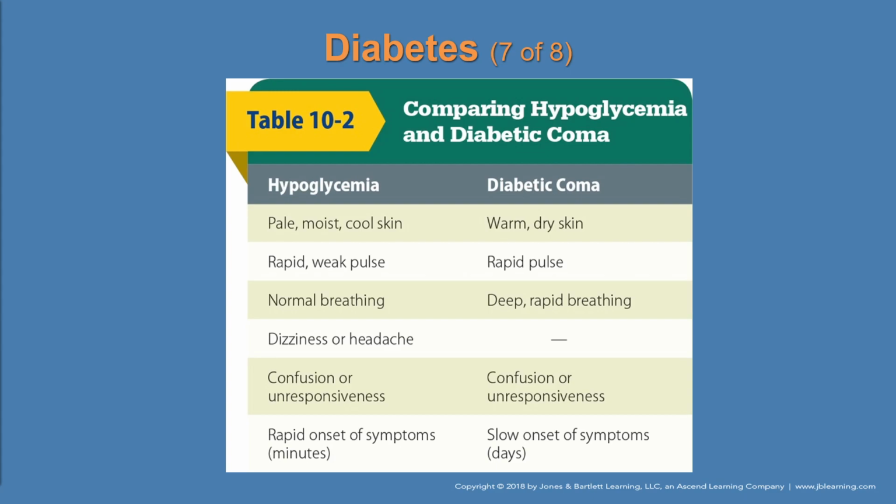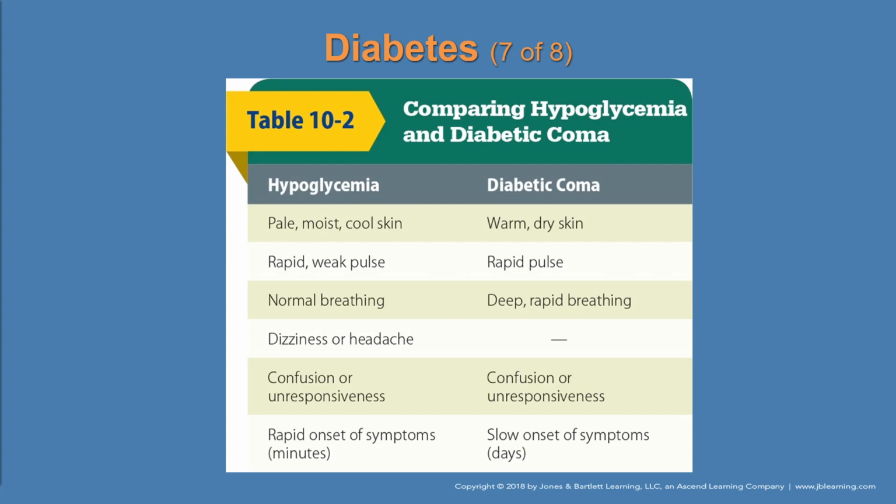Well, and so here we see the table directly from the text. And you see there is some differentiation. If you're really switched on and paying attention, then there's the difference between pale, moist, cool skin and warm, dry skin. But again, not everyone is going to present with these classic symptoms. Not everyone with low blood sugar is going to have pale, moist, cool skin, and not everyone with really high blood sugar is going to have the warm, dry skin. And other than that, we have changes in pulse and changes in level of consciousness, so we're really not going to be able to tell them apart.